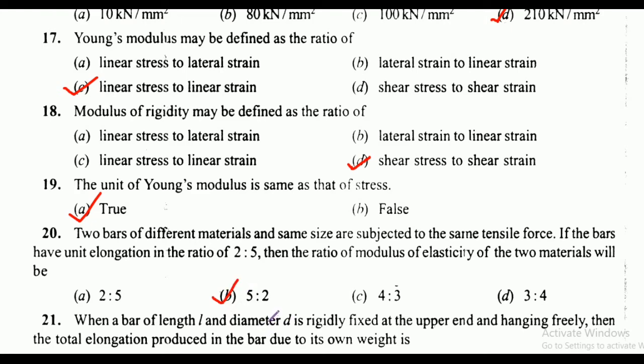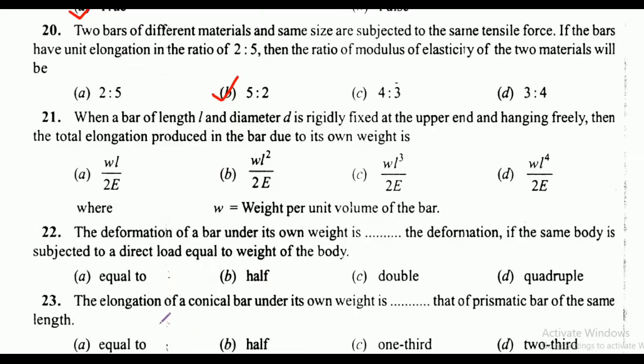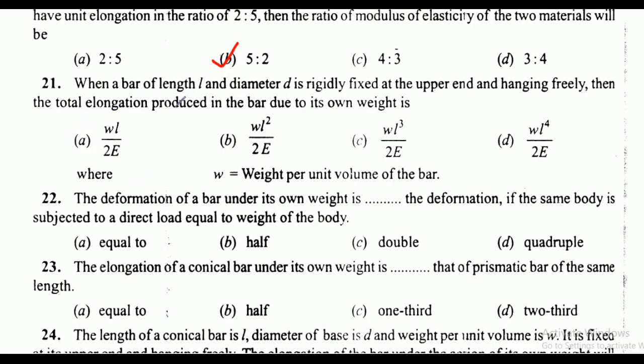Okay, now next is question 21. When a bar of length L and diameter D is rigidly fixed at the upper end and hanging freely, then the total elongation produced in the bar due to its own weight is, here friends these are the options, and here small w is equal to weight per unit volume of the bar. So here friends correct answer is option B, that is wL square upon 2E.